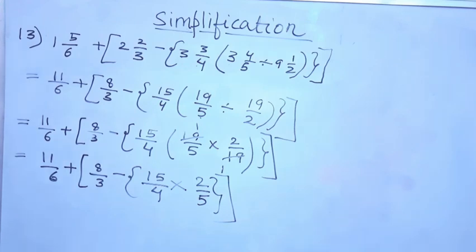Okay students, now we have to check in the curly bracket as per the rules which bracket will be opened and which bracket will be removed. As per the rule, we have removed the parenthesis. Now we have to remove the curly bracket. In the curly bracket there are two fractions given, 15 upon 4 and 2 upon 5. So we have to check whether it can be reduced or not.